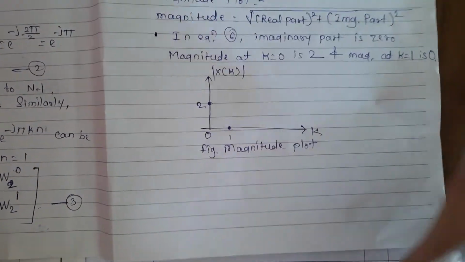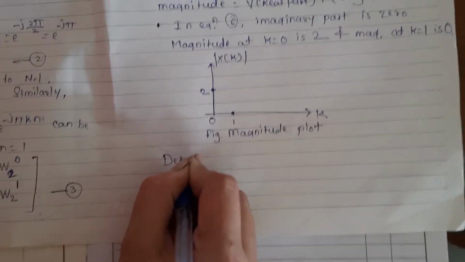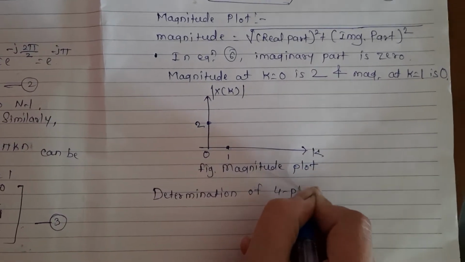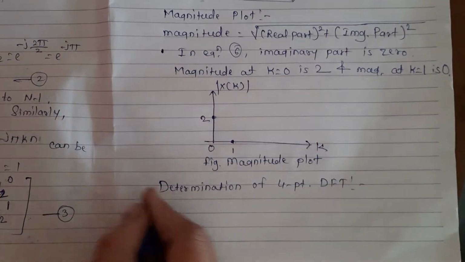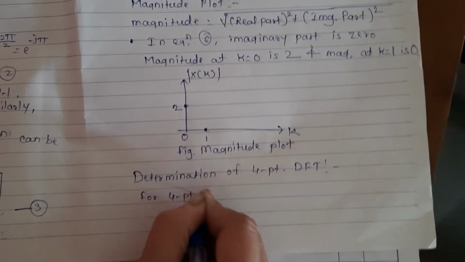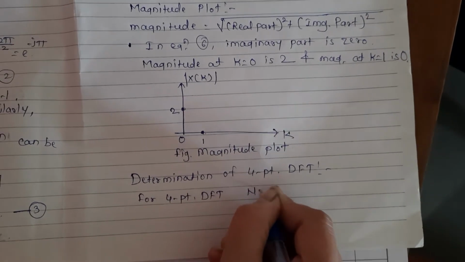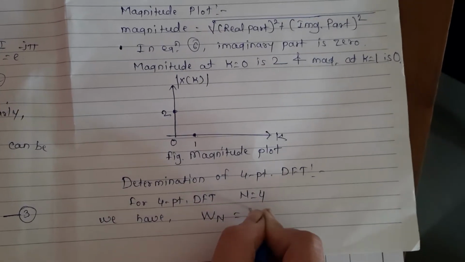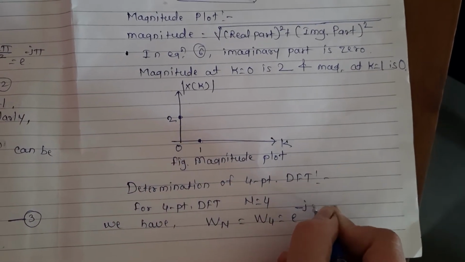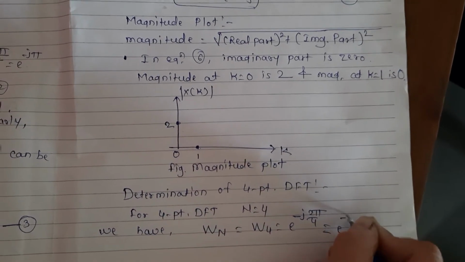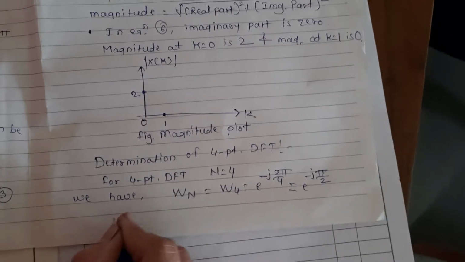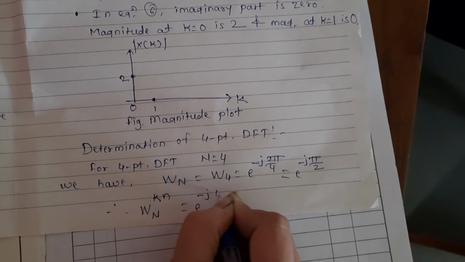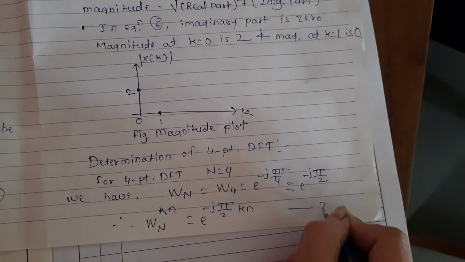Next is determination of 4-point DFT. So for 4-point DFT, N is equal to 4. So we have the equation: W_N is equal to W_4, it is e raised to minus j 2 pi by 4. So it is e raised to minus j pi by 2. So W_N^kn is e raised to minus j pi by 2 kn. This is equation 7.